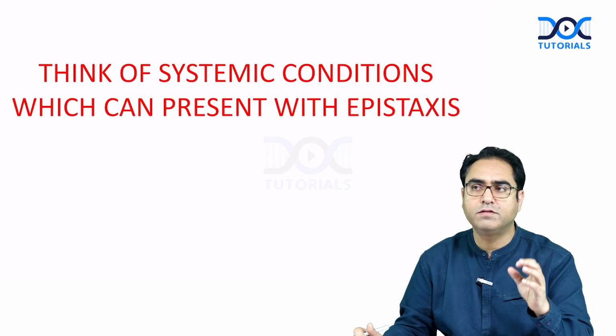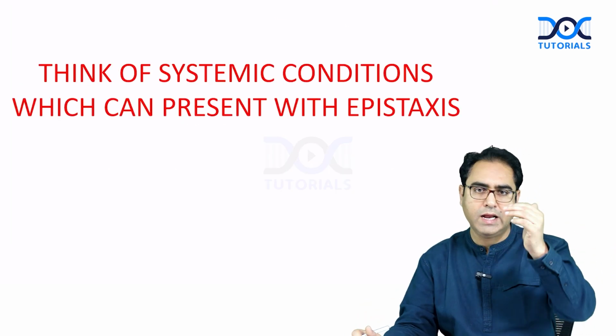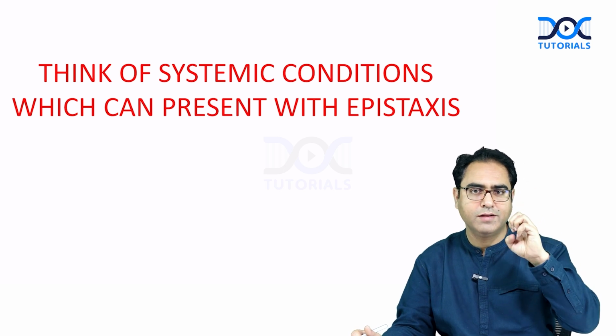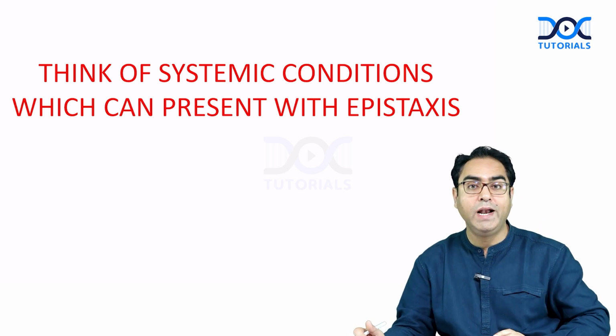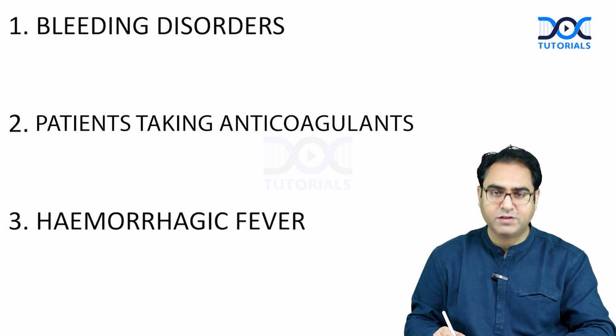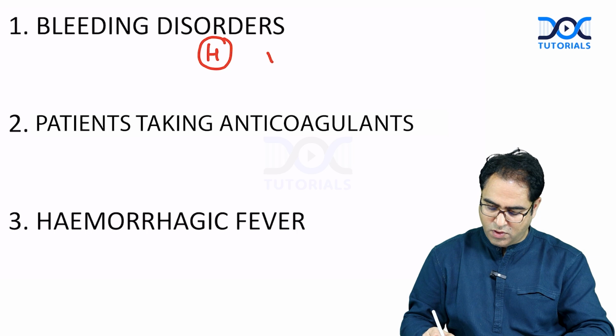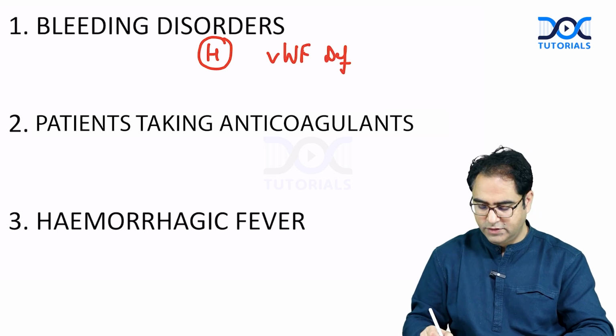Now let us think about some systemic conditions which can lead to epistaxis. Like, think like a doctor. Can you think of any? Number one will be what? Bleeding disorders. You must have heard the name hemophilia, von Willebrand factor deficiency. Have you heard these names?